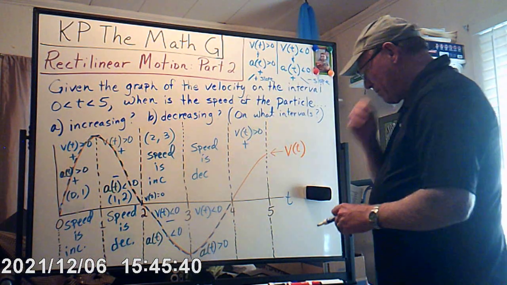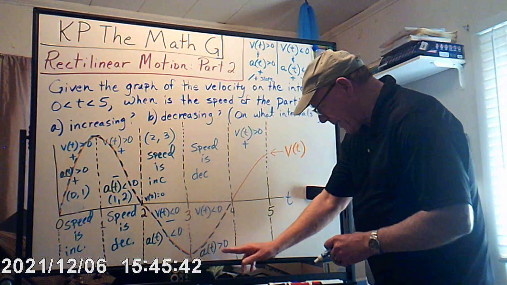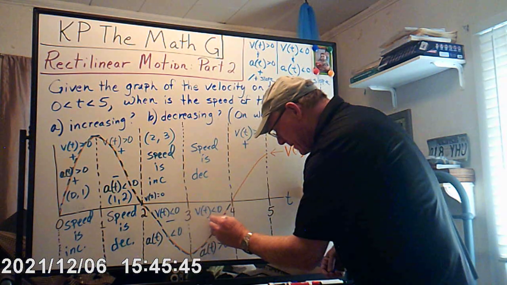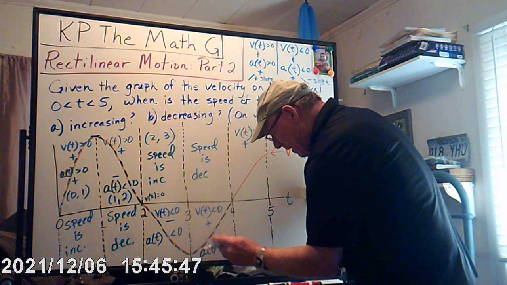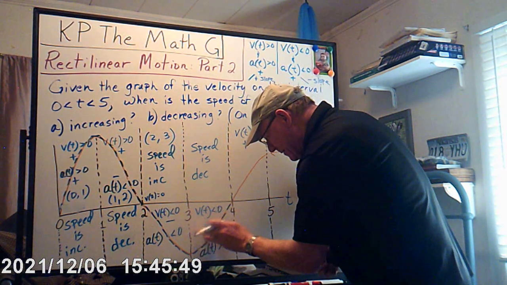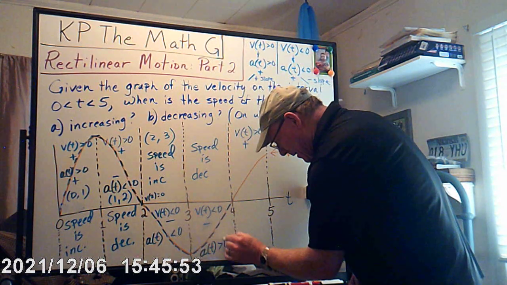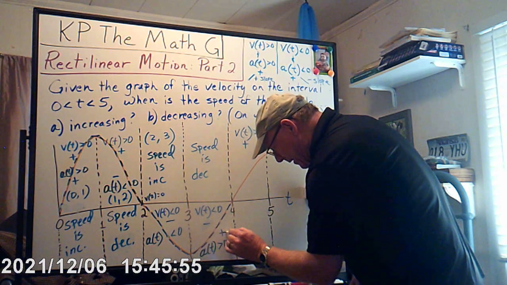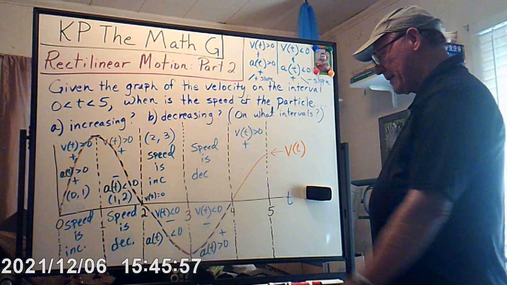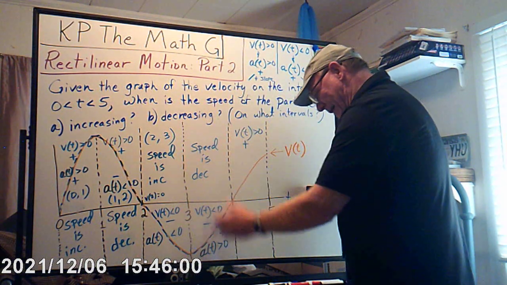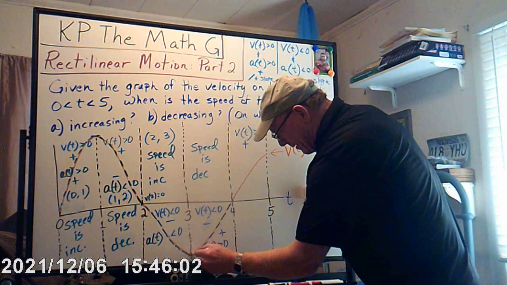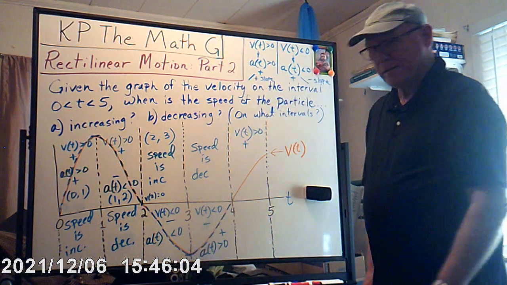But here, look at the sign changes. Positive here. No, I'm sorry, negative here. Less than 0 is negative, last I checked. This one here is positive. Acceleration. So the speed is decreasing. Here, the acceleration is equal to 0.